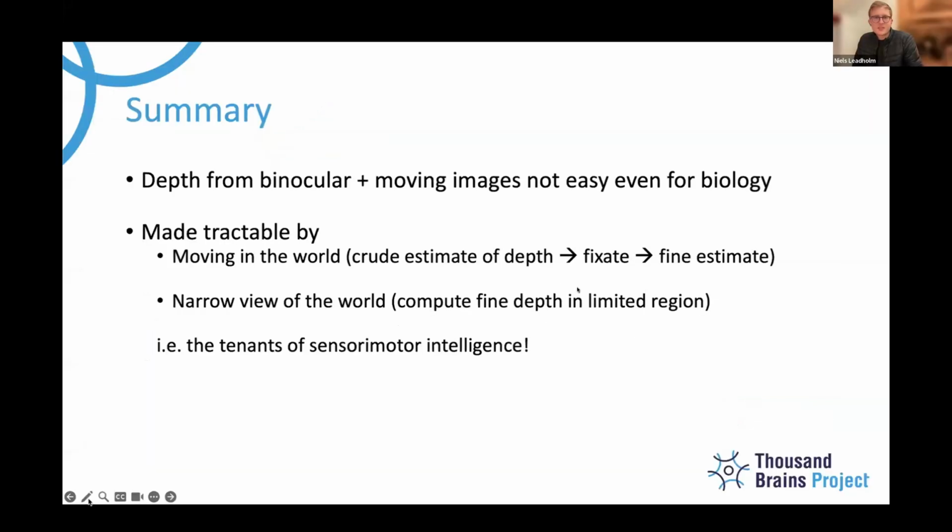Nice. So I just had one last slide, to summarize: in general, extracting depth from either binocular or moving images is not easy, even for biology. And as I was showing you, it's a really hard problem in computer vision, but fortunately people have worked out the algorithms we need to solve that correspondence problem given 2D images. But it's much more tractable if you have something like Monty, where you're moving in the world, so you can get crude estimates of depth, fixate, and then get a fine estimate. And that fine estimate is just over a narrow view of the world. So basically the tenets of what we're doing, which I thought was a nice happy accident, in terms of what sort of depth information we need.